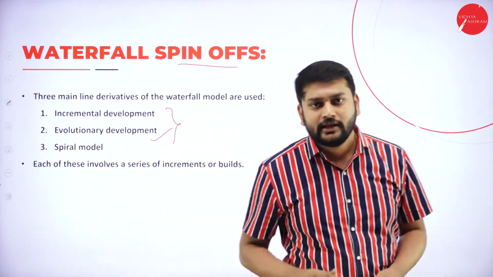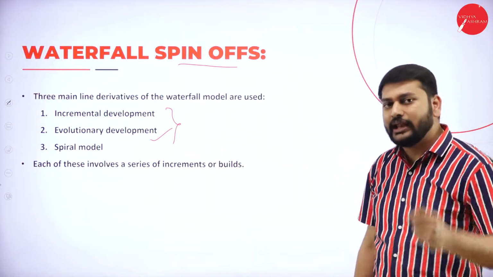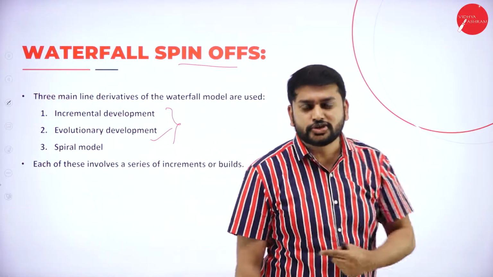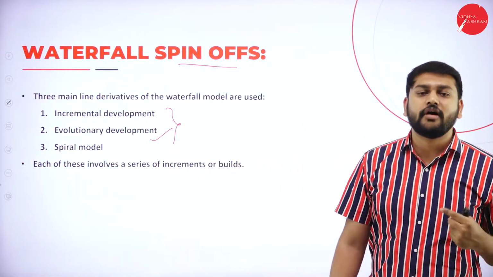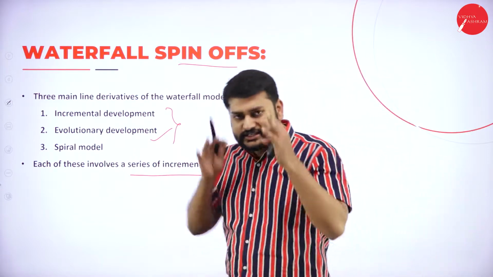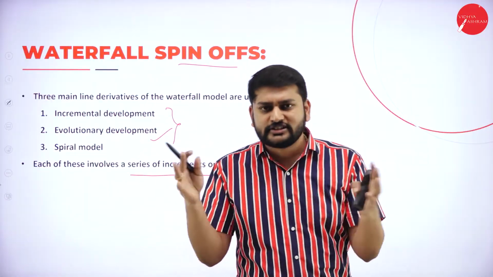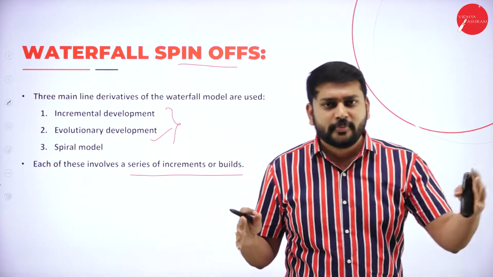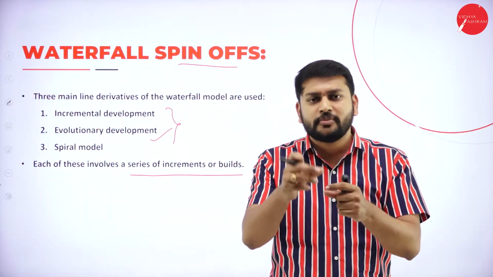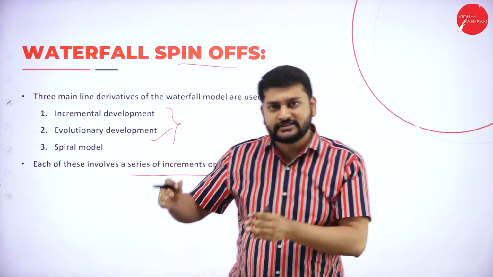What exactly is the incremental development model, the evolutionary development model, or the spiral model? Let's understand these three models quickly, because this is very interesting. You need to understand the one common thing in all these models: they give you a series of increments or builds. What is the meaning of series? Web series, a name that would have been very popular in the past days. You have a different number of episodes, right? That's what we call a series. Okay, N series, Nokia N series.